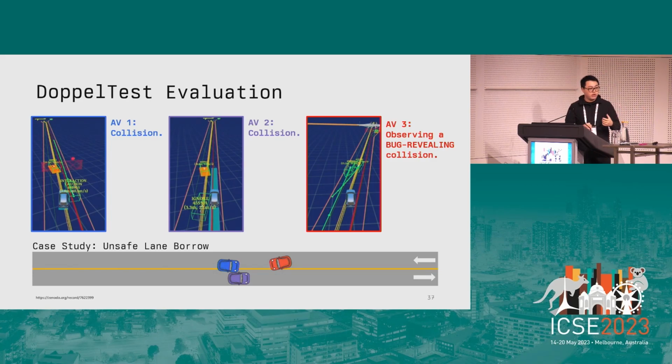So this is how Doppelganger testing allows us to find bug revealing violations. Essentially, one instance of the software is colliding into another instance of the same software. And in prior approaches, they cannot generate scenarios that are this complex because they rely on simulators' simplified obstacle modeling.